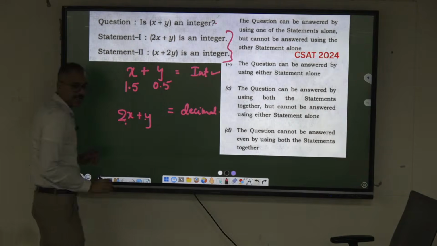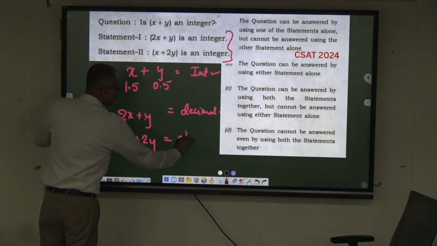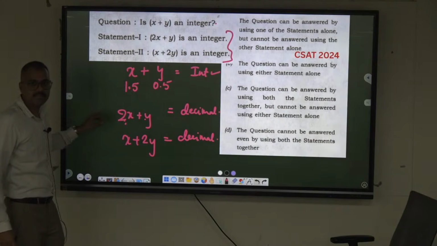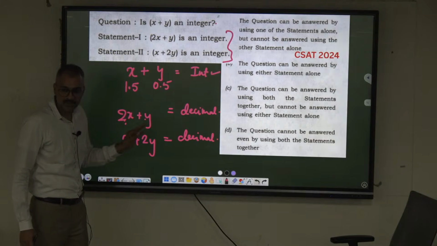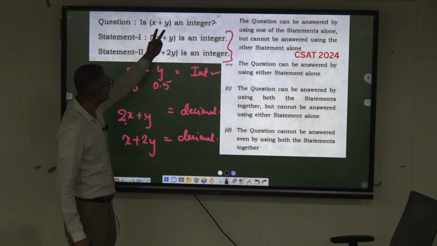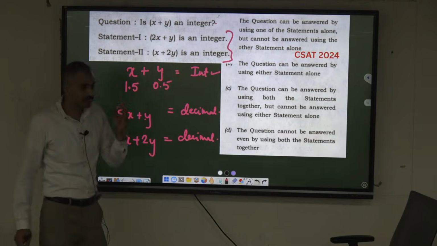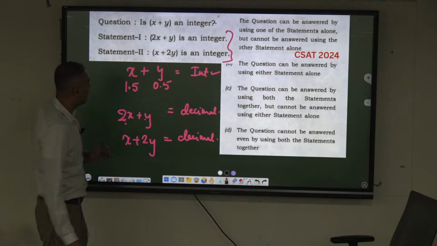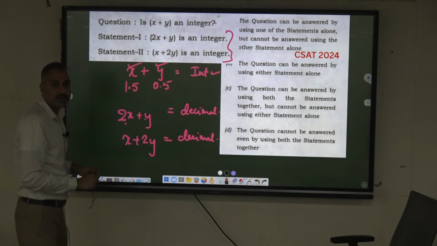Not possible here, right? Now if I take x plus 2y, in this case also what happens? Decimal, isn't it? If one is a decimal and another one is an integer, the sum of these two has to be a decimal only. If I take both of these as decimals, the sum of these two can be an integer. But in these two statements, it is not. Hence, using both of these statements, we can say that both are integers. Hence, the sum is also an integer.